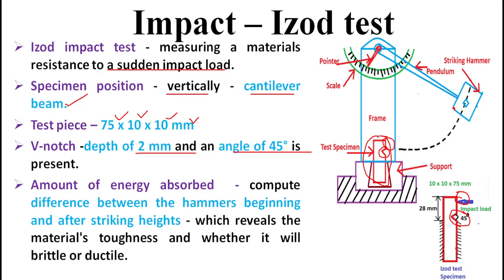The amount of energy absorbed is computed from the difference between the hammer's beginning height and its height after striking, which reveals the material toughness and whether it is brittle or ductile. We can measure the material's energy and compute whether it is a brittle or ductile material.